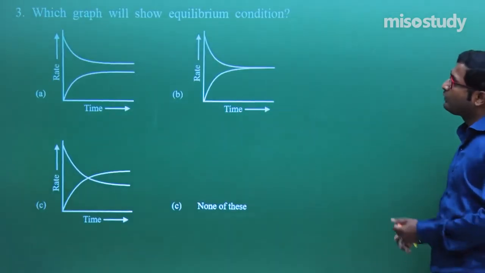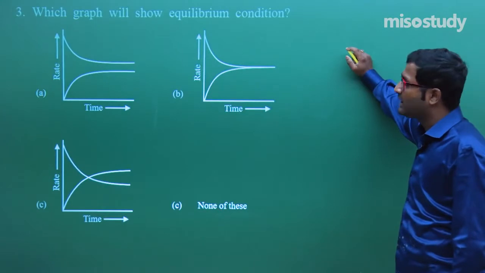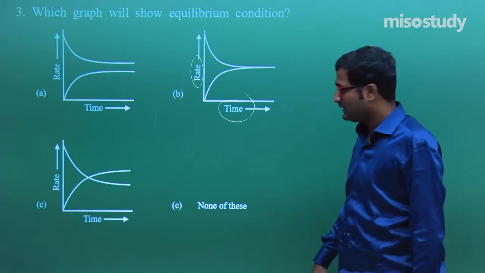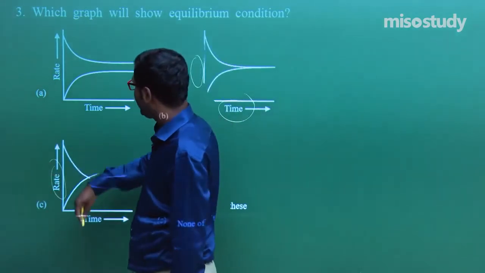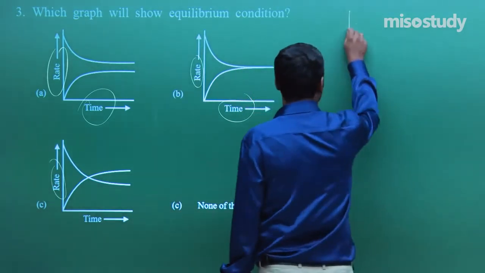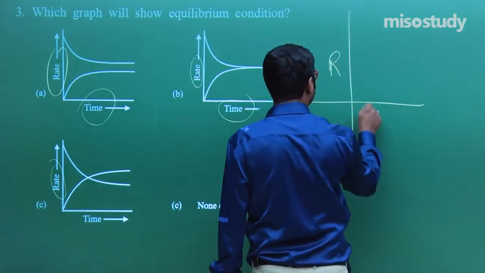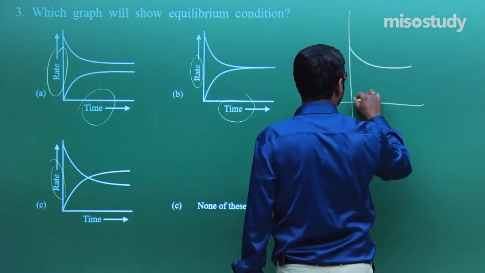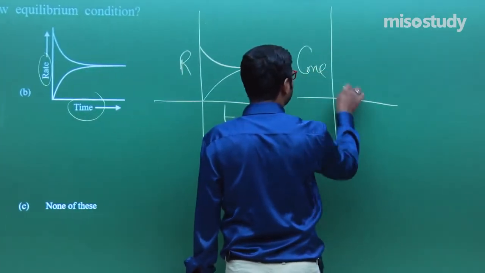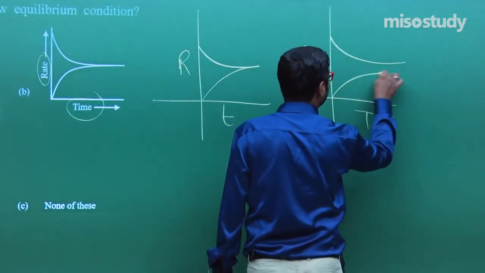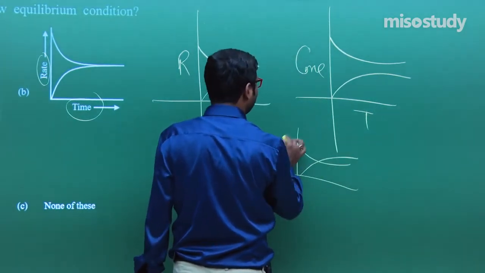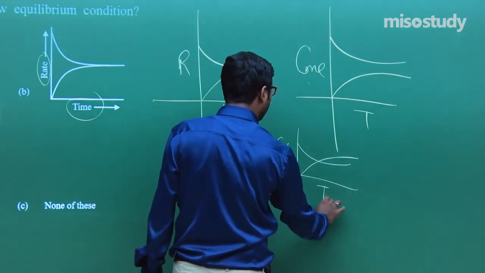Look at which graph will show the equilibrium condition. As I told you, this is the graph between rate and time. If there is a graph between rate and time, the actual graph for the equilibrium condition will be this one. If there is a graph between concentration and time, then the graph may be like this, and then like this. This condition shows equilibrium.